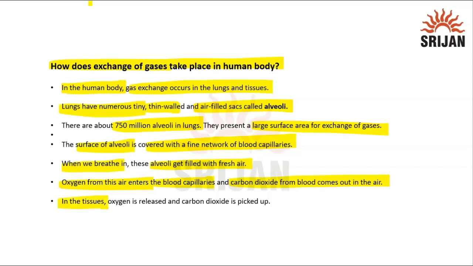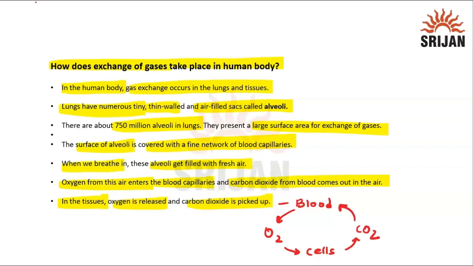Now in the tissues, what happens is the oxygen is released and carbon dioxide is picked up. If I say where exactly this is happening, it is happening in the blood. Okay, so blood is bringing oxygen, and that oxygen will enter into the cells. The cells will utilize that and release the CO2, and the CO2 will go again into the blood, and that blood will reach the lungs. And that is how the exchange of gases takes place in the human body. I hope this will help you. Thank you.